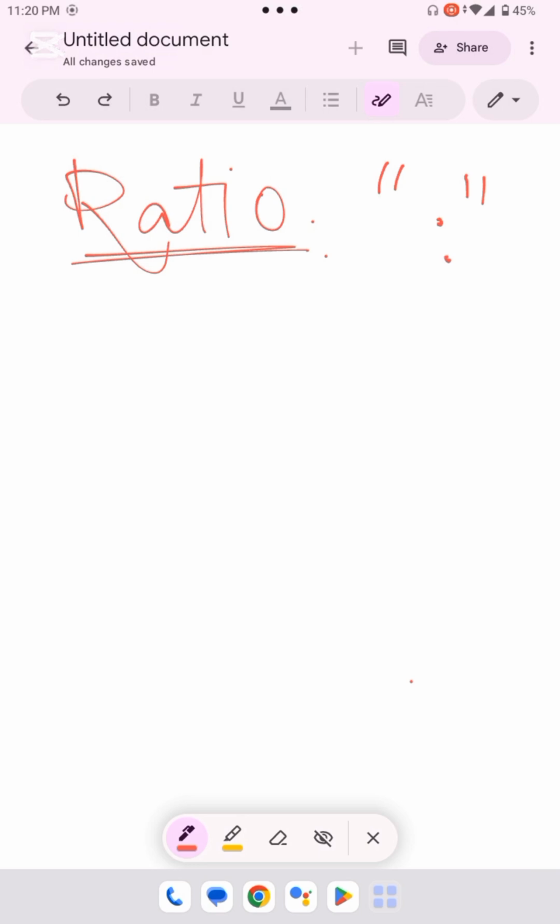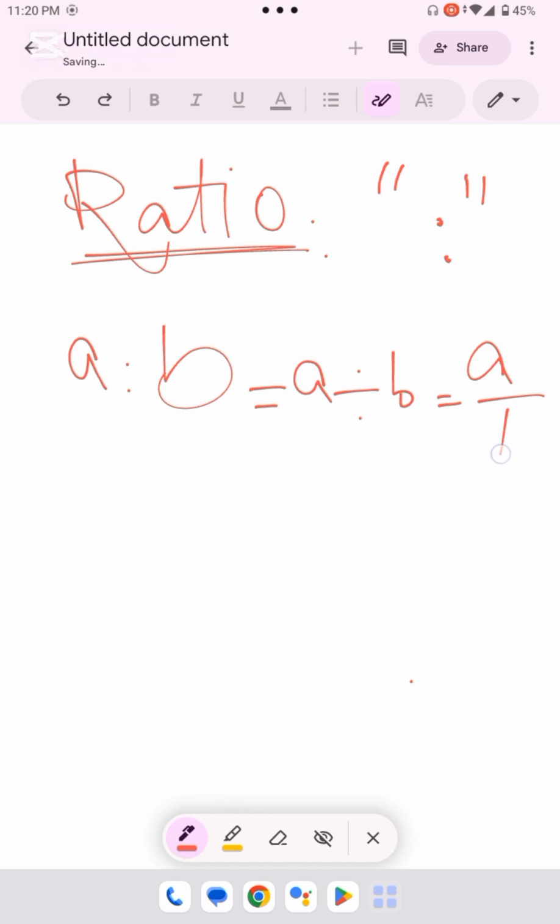All right. So if there is a ratio A ratio B, this is called a ratio. A ratio B means A divided by B, or A over B. Normally, we will denote it with these two signs. A ratio B will also be equal to A over B.